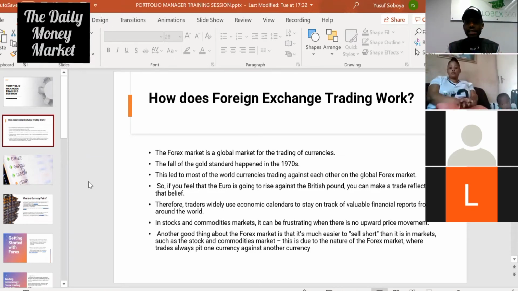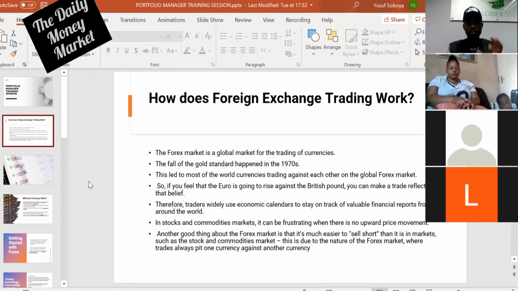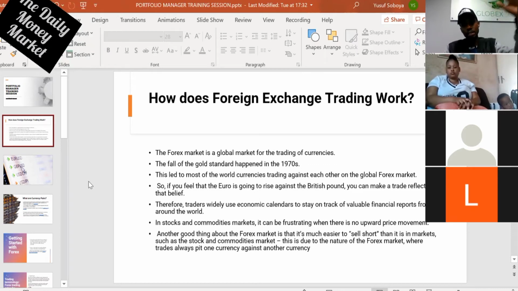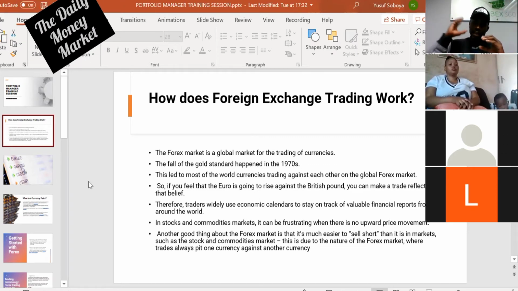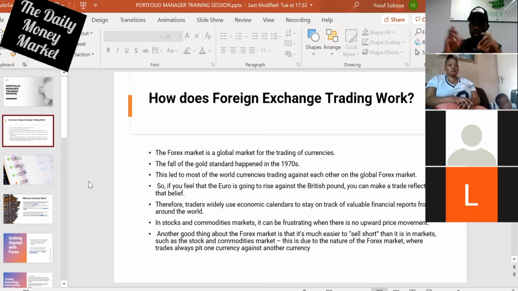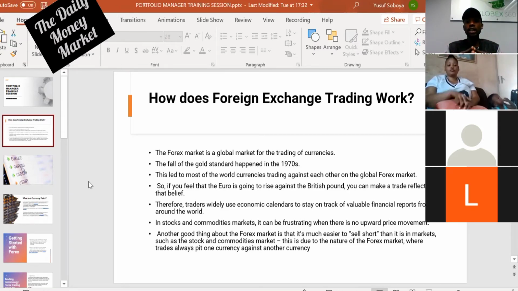But now let's understand that when it comes to forex, when you see one currency dropping, you can buy a different currency that works with the same currency. Therefore, the traders widely use economic calendars.